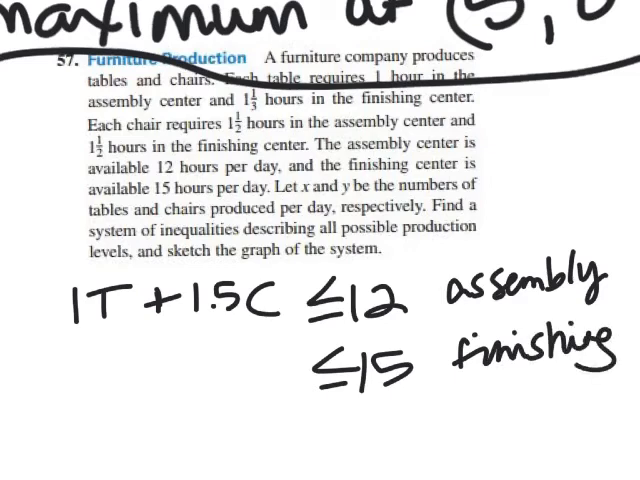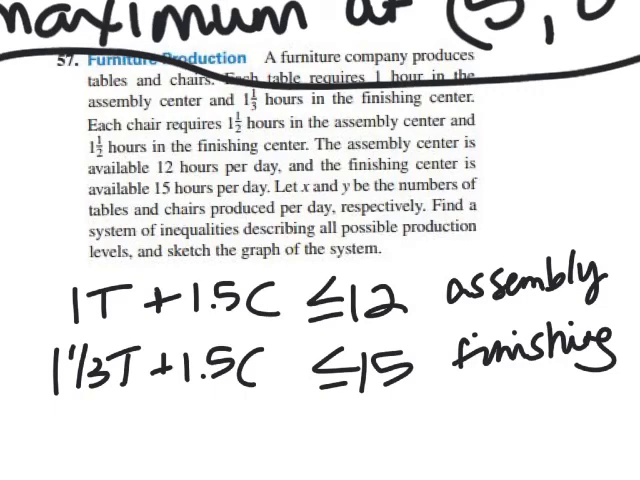how many hours a table requires in the finishing center and how many hours the chair requires in the finishing center, Maria? 1 and 1/3 hour for T. So can we call that 4/3? Is that okay with you? Well, it just might be easier when we go to graph it. And then how many hours does the chair require in the finishing center? 1 1/2. Okay.